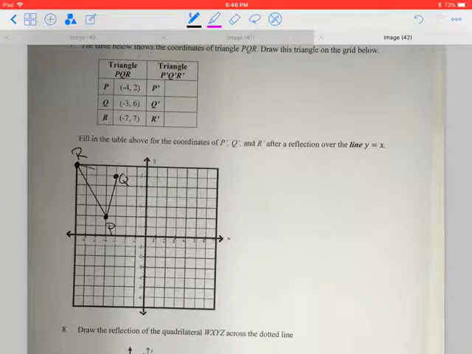All right. So we're going to draw in this triangle, but notice what we're being asked to do. We're being asked to reflect it over the line y equals x. So first of all, let me see if I can graph that line.